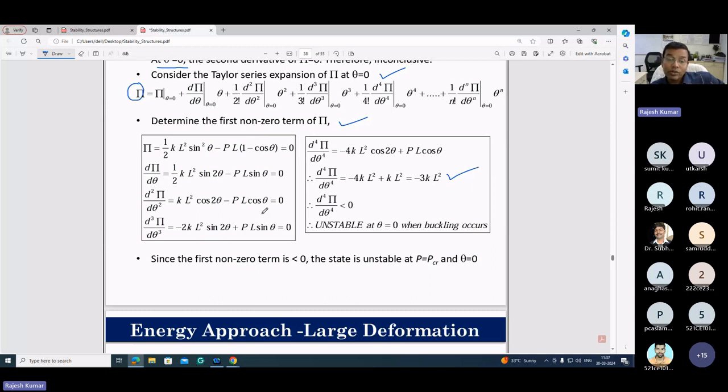less than 0. Before that, when theta is equal to 0, this is 0, this is also 0, this is also 0, this is also 0. Substitute theta and check it. But the fourth order derivative is minus 3kl squared. K is positive, L is also positive, but the negative sign means this is less than 0. It means it is unstable at theta is equal to 0 when buckling occurs. Since the first non-zero term is less than 0, the state is unstable at P is equal to PCR.